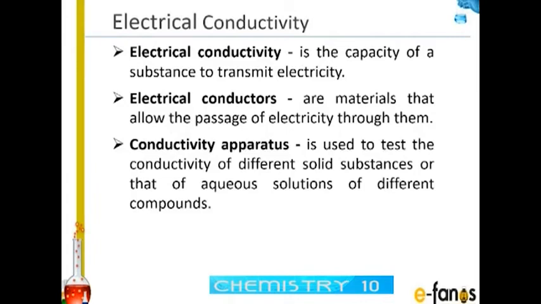First, we'll go over a couple definitions. Electrical conductivity is the capacity of a substance to transmit electricity. And electrical conductors are materials that allow the passage of electricity through them. A conductivity apparatus is a device used to test the conductivity of different solid substances or that of aqueous solutions of different compounds.